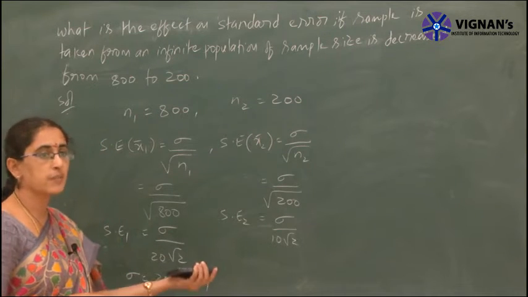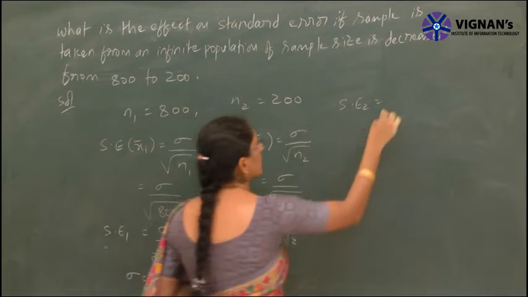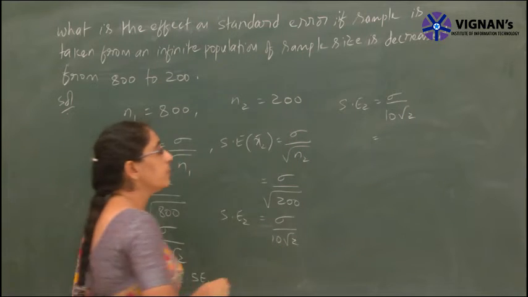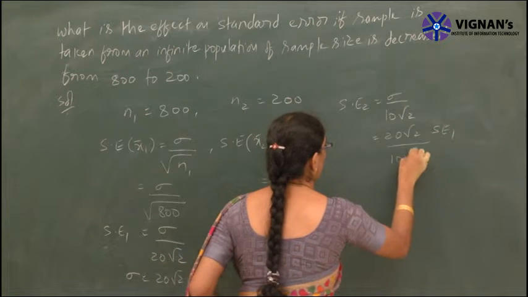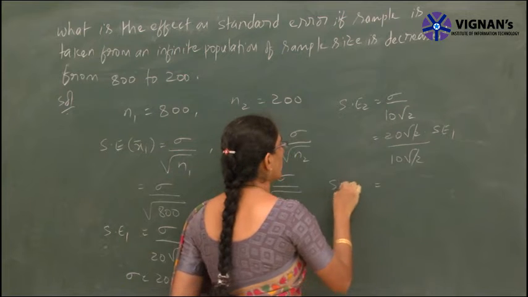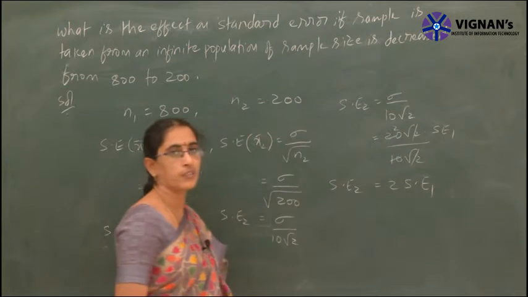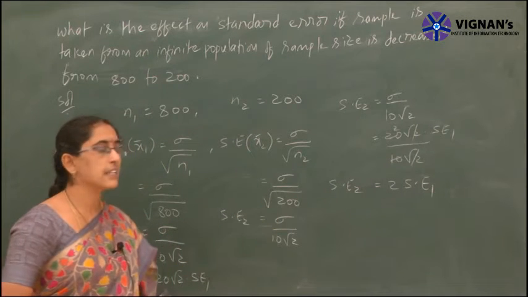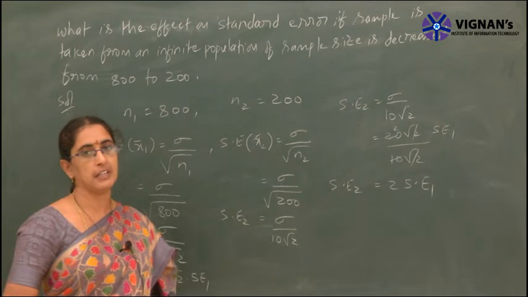When it is decreased from 800 to 200, then SE of 2 becomes here sigma by 10 root 2. Now what is sigma here? 20 root 2 into standard error of 1 by 10 root 2. Now root 2 get cancelled and here it is 2 times, right? So SE2 is equal to 2 into SE1, right? So when it is decreased from 800 to 200, it becomes SE2 becomes 2 into standard error of 1 when the sample size is 800 here.